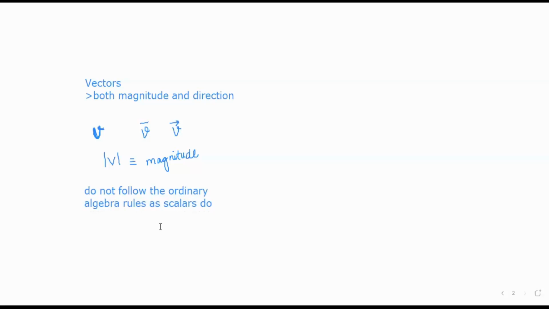Instead, they obey different types of rules of addition, subtraction, and multiplication, as we'll discuss in the subsequent classes. Some of the rules that we'll discuss are the triangular law of addition or the parallelogram law of addition to add two vectors. They cannot be simply added by their magnitudes, because they also have a direction and we need to take care of that direction also.